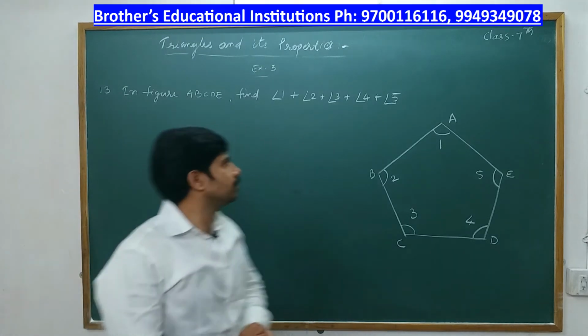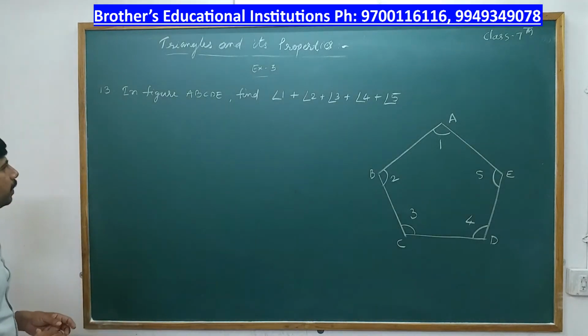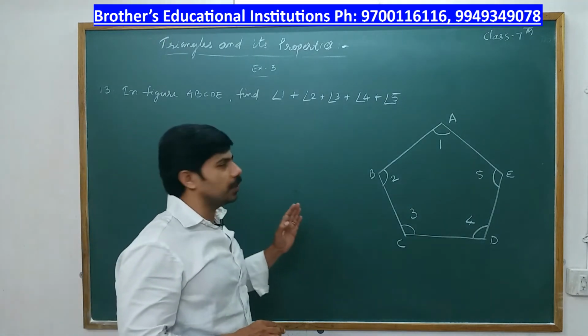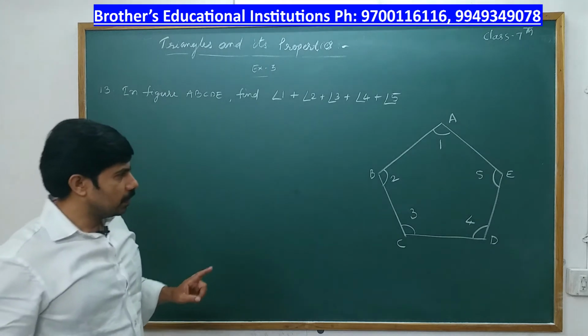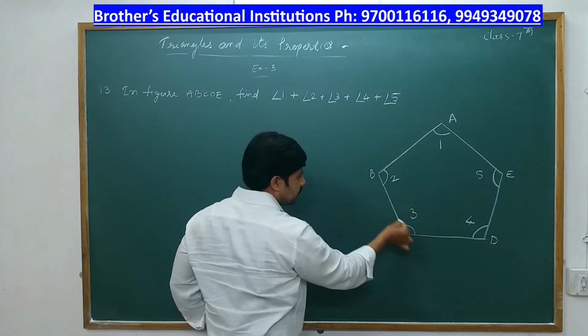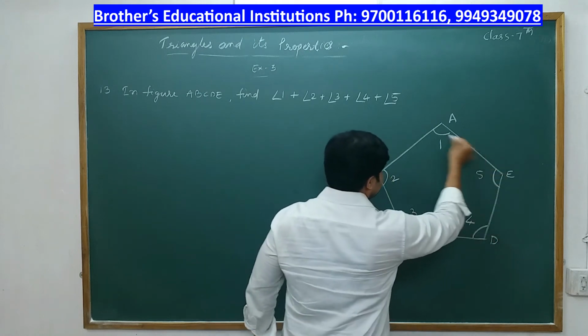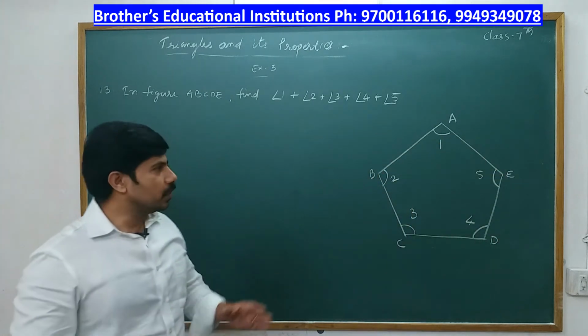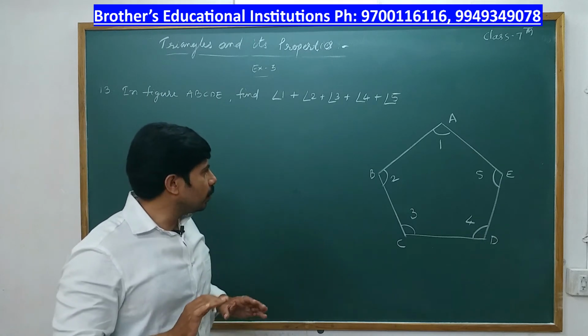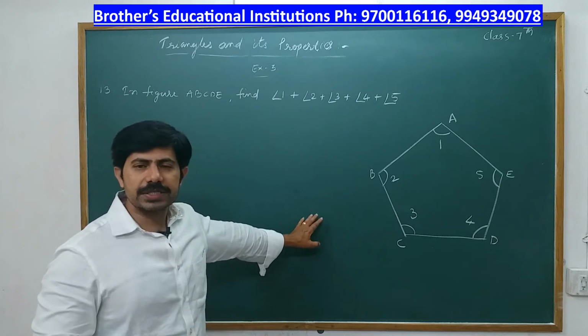Next problem. In figure ABCDE, find the sum of the angles 1, 2, 3, 4, 5. See, now how many sides are there? AB, BC, CD, DE and AE. Total it is 5 sides. So this 5-sided polygon is called a pentagon. Now we are going to find the sum of the angles in a pentagon.